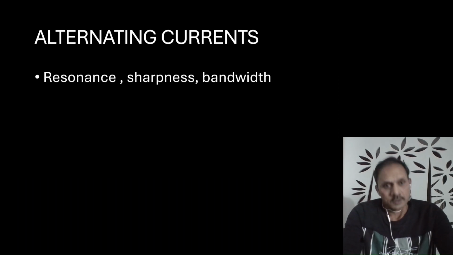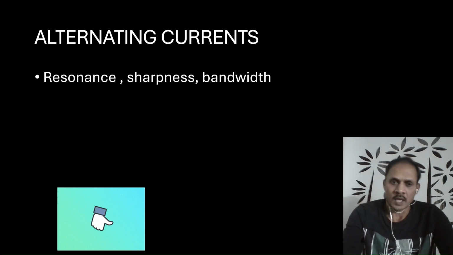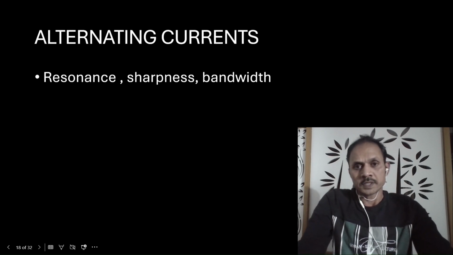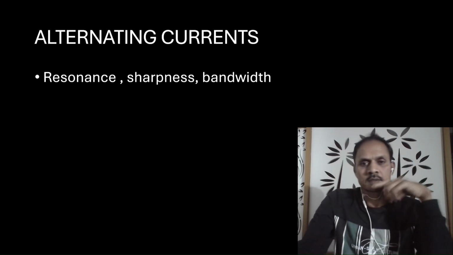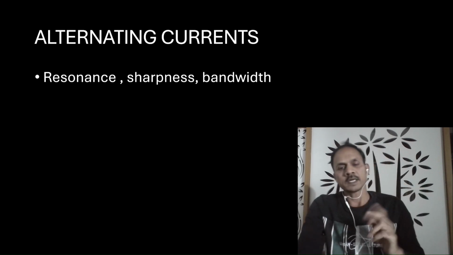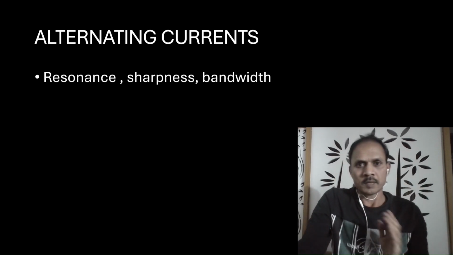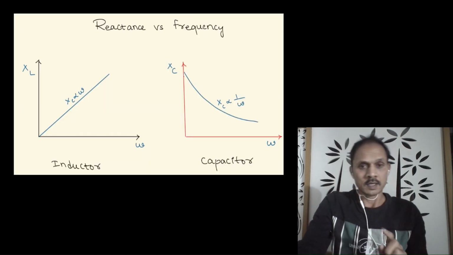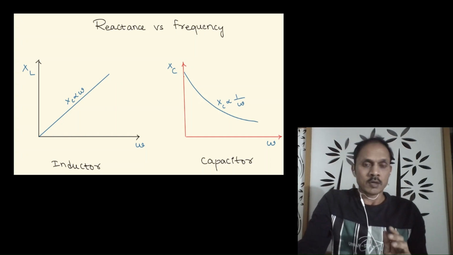And next, alternating currents. Here practice all the phasor diagrams. I have shown some examples only here, but you have to practice all phasor diagrams, all voltage versus current diagrams, impedance diagrams, everything. Some examples are here. And one more thing in this one is variation of reactance with frequency. XC, XL, how does it vary? You have to practice this one also.